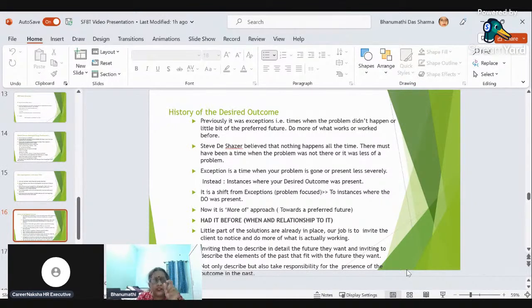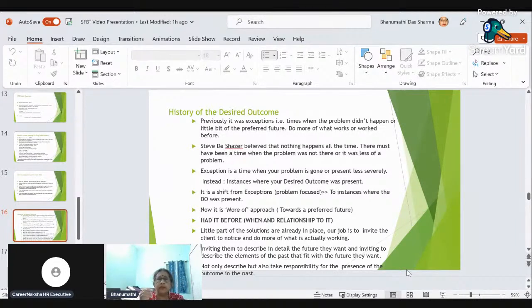And little parts of the solution are already in place. Our job is to invite the client to notice, that is, to shift from the problem towards the outcome, and to do more of what is actually working.